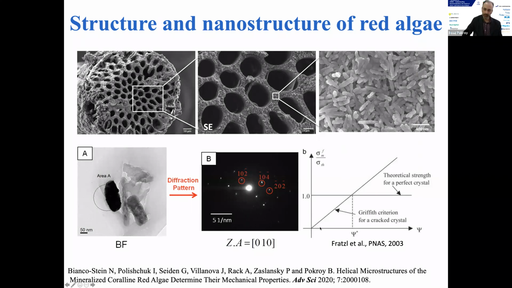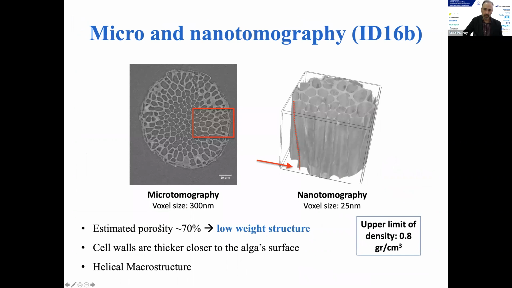Of course, as Peter has shown in 2003, this is very important by the Griffith criteria to eliminate crack propagation via these crystals themselves. And this, of course, increases the fracture toughness. So now if we perform, again, nanotomography on ID16, you can see here a cross-section, and from the tomography we can calculate the porosity, and we find that it has at least 70% porosity. This is very important because it makes it a low-weight structure, which is made out of magnesium calcite.